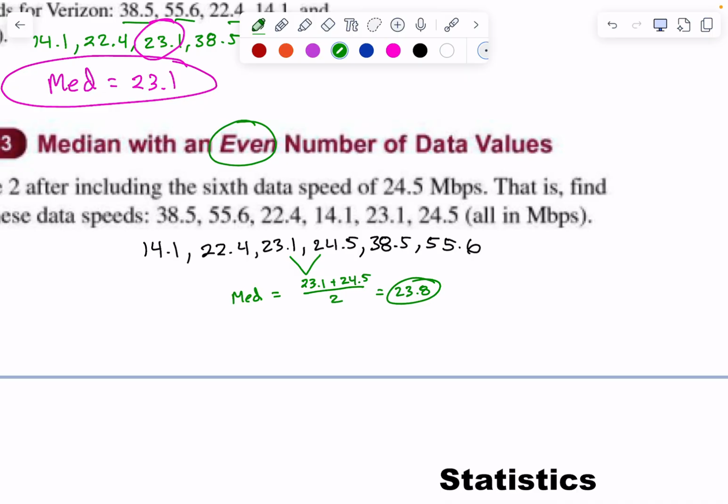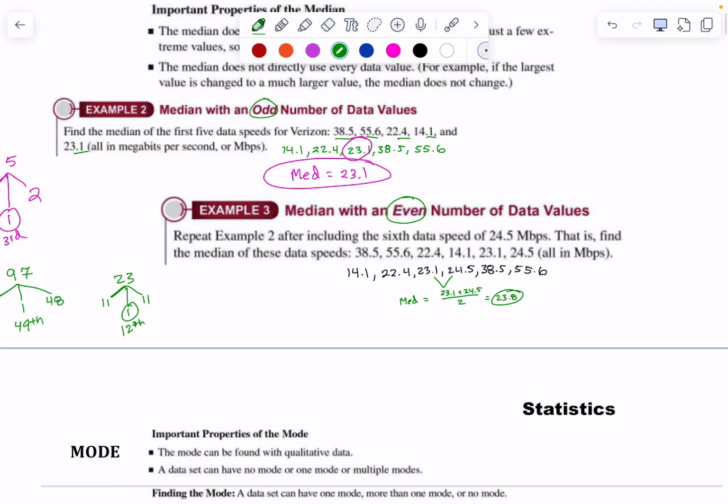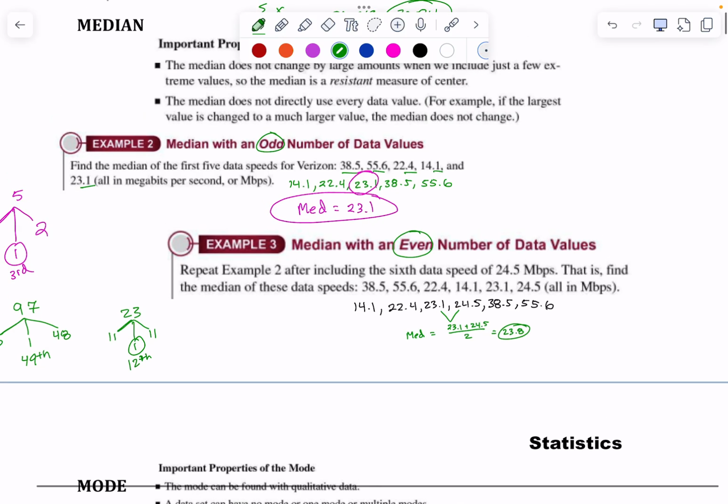Okay, happy with that? Even number, you have to take the average. Odd number, you have an exact middle number. Good?